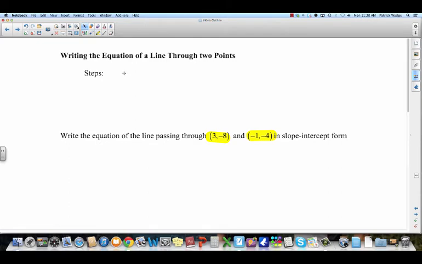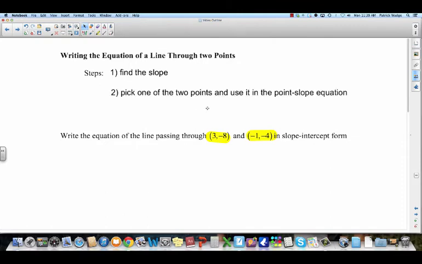So here's our 3 steps. First step, find the slope. Using these 2 points, we're going to find the slope. Second step, we're going to pick one of the 2 points. You don't need them both. We're going to pick one of the 2 points and use it in the point-slope equation. And number 3, we're going to switch it to slope-intercept form.